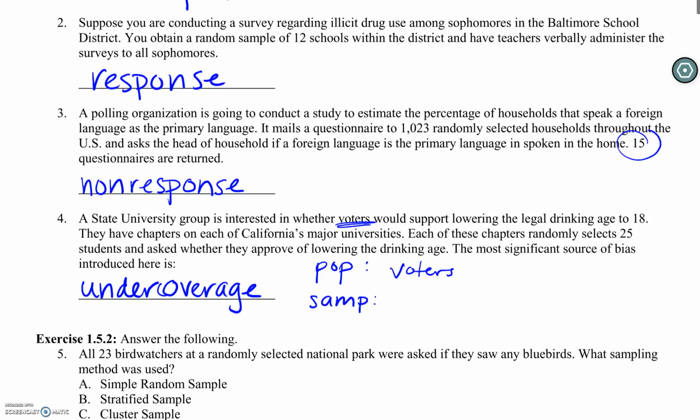Who do they go talk to? They randomly select 25 students to see whether or not they approve of the drinking age. So again, the biggest problem here is the disconnect between voters and students. We've left out everybody who's not a student. That's a huge amount of undercoverage. It doesn't matter that students are going to be the ones that are more likely to want to lower the drinking age. That is going to be a problem because of undercoverage and the bias in the survey.